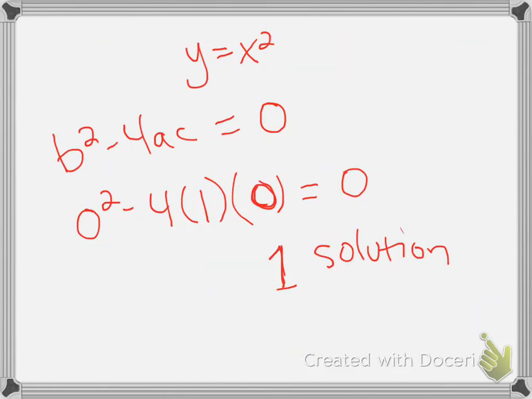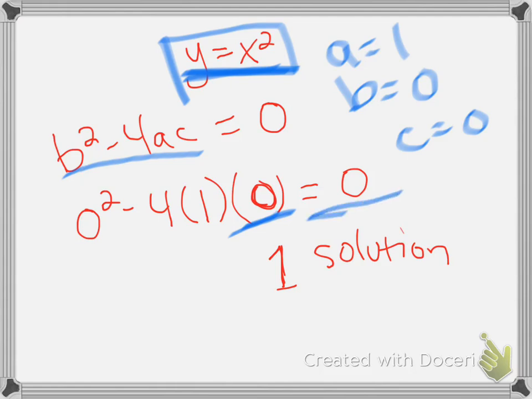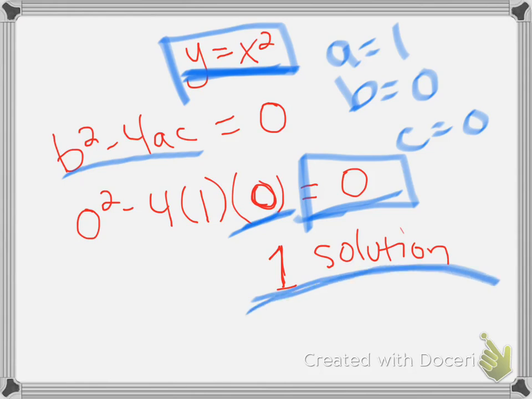In this case, when I do the discriminant, first of all, my A is 1, my B isn't there, so it's 0, and my C isn't there, so it's 0. And this is called the parent function, okay? It's how all quadratics are made. So when I plug everything in, 0 squared is still going to be 0, minus 4 times 1 times 0, well, anything times 0 is 0, so everything will be 0. When I have it equal to 0, the discriminant tells me I have one solution, okay?